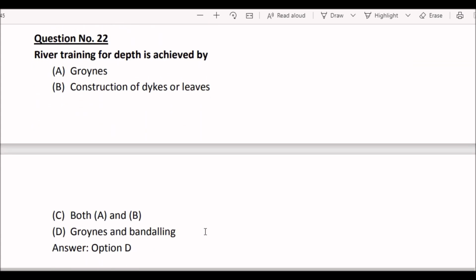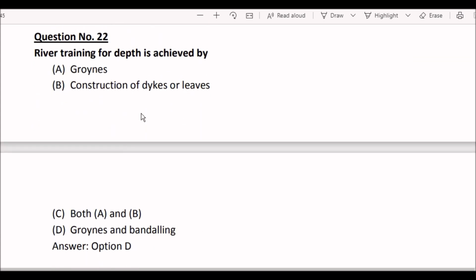Okay, next question. River training for depth is achieved by option A. Groynes. Option B. Construction of dikes or leaps. Option C. Both A and B. Option D. Groynes and bandalling. Right answer is option D. Groynes and bandalling.